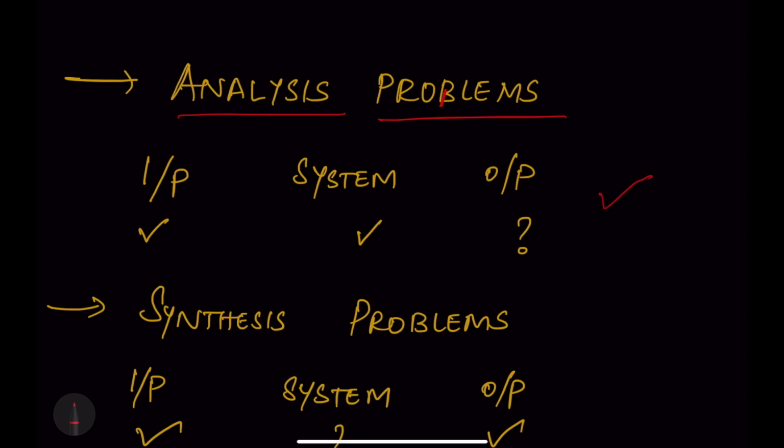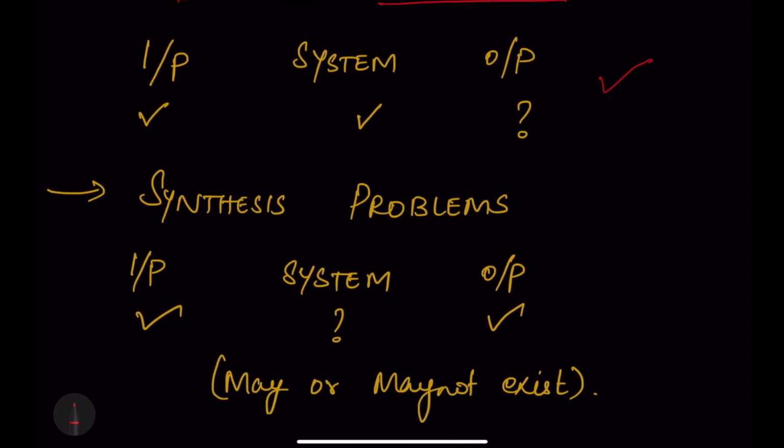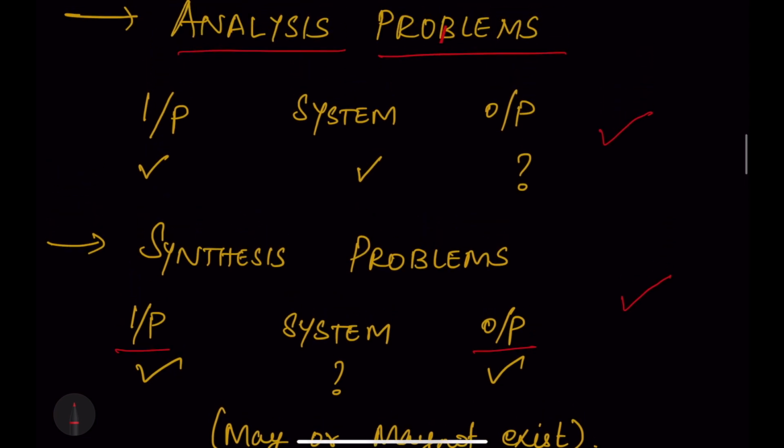Later come the synthesis problems, where the input and the output will be given, and in certain cases we are supposed to find out what the system is. In this case the system may or may not exist. So mostly we'll be dealing with analysis problems throughout this course. You need to have clarity about what analysis problems and synthesis problems are.